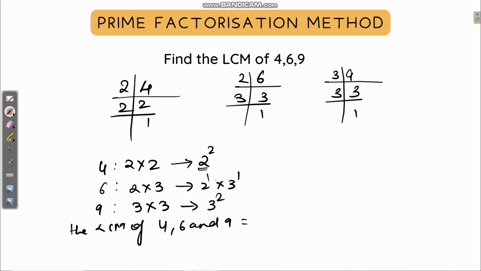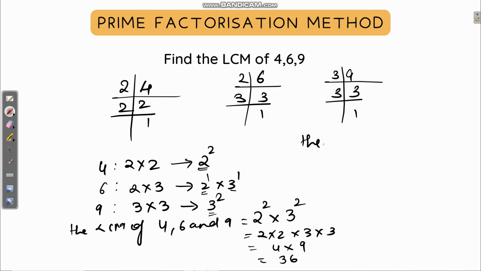So 2 is coming twice over here, 2 is coming one time over here, so you have to take twice. So 2 square. Next is the number 3. 3 is coming once over here and twice over here, so we'll take twice. So this is nothing but 2 into 2 into 3 into 3. This is nothing but 4 into 9. So the answer is 36.